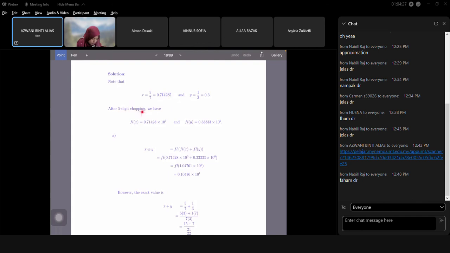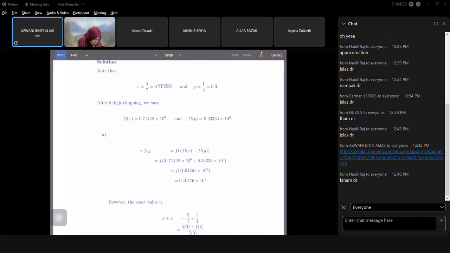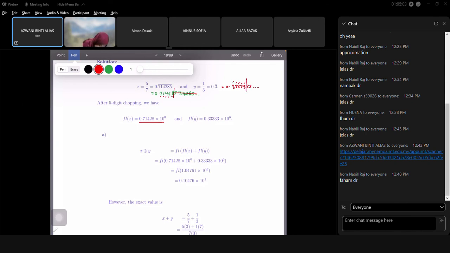So dia nak 5 digit chopping. So dia kira 1. Faham tak ni? 0.714285, 714285 and so on. So dia nak cut kepada 5 digit chopping. 1, 2, 3, 4, 5. So dia terus cut. So dia akan dapat macam ni. Jelas tak? So yang ni pun sama. 0.333333 and so on. 1, 2, 3, 4, 5. So cut. So akan dapat floating point dia macam mana.